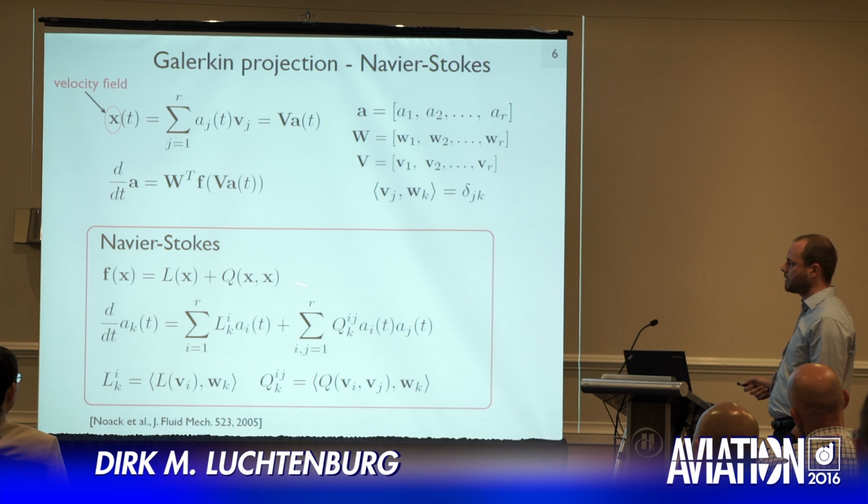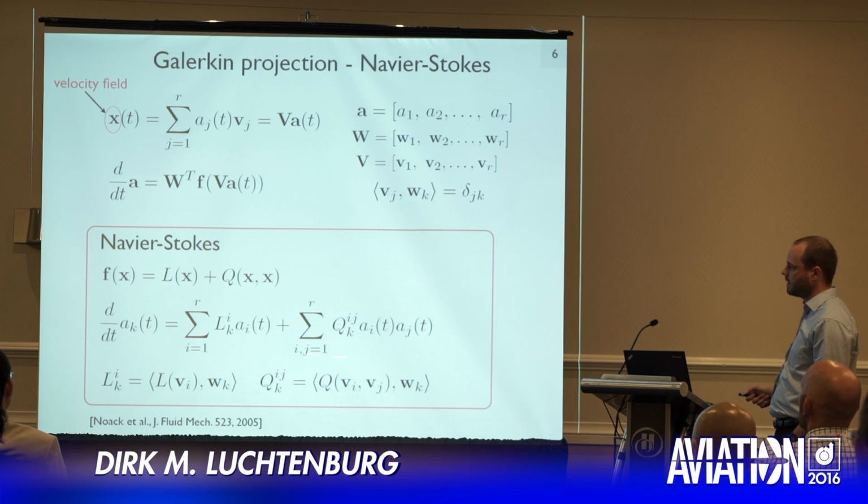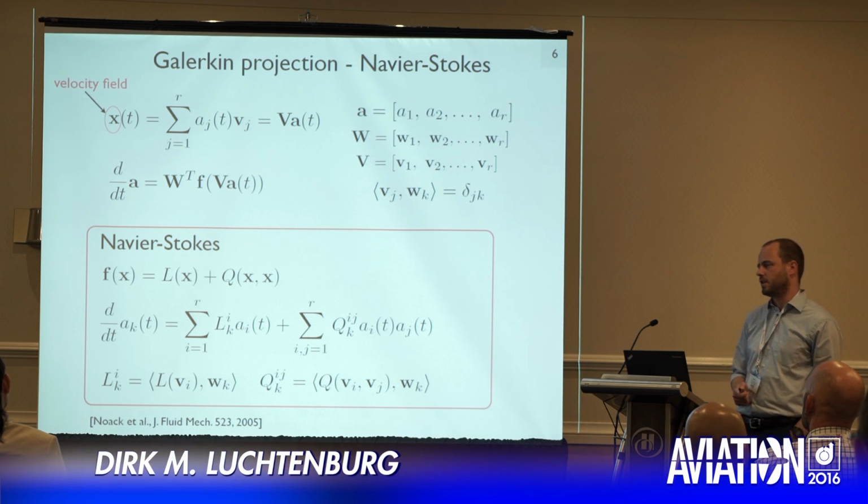So what you can do now is plug in basically again the assumption for the subspace here and project with W, and you get this set of equations. So this is typically what you see if you do a projection of the Navier-Stokes equations.